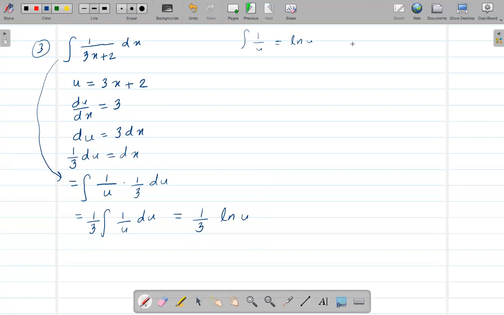Well, natural log of u, like I said, this u must be greater than 0, right? So it should be a positive number. You can also use the absolute value technique, so absolute value will always give a positive number. So natural log of u plus c is equal to 1 over 3 natural log of, substituting this back to x, 3x plus 2, plus c, right?